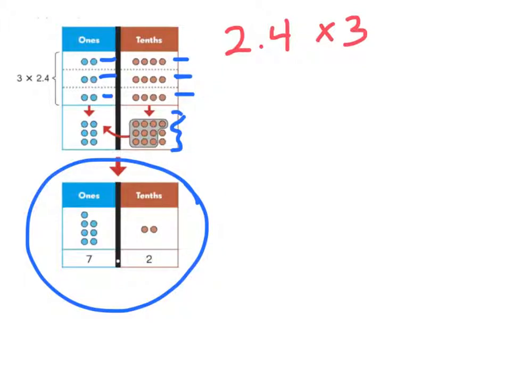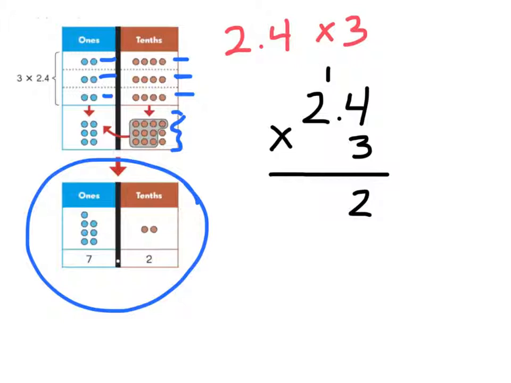Now let's complete this problem using method 3. So we'll set up a long form multiplication problem that looks like this, 2.4 times 3. Now we multiply as we normally would. Multiply ones by tenths. 3 times 4 is 12. Carry our 1. Now we'll multiply ones by ones. 3 times 2 is 6 plus 1 is 7. We drop our decimal point down, and our answer is 7.2.